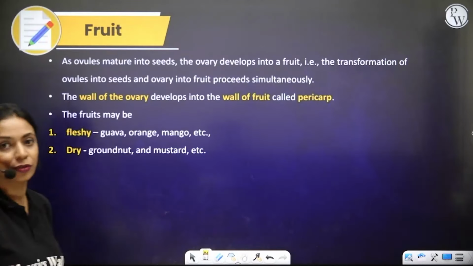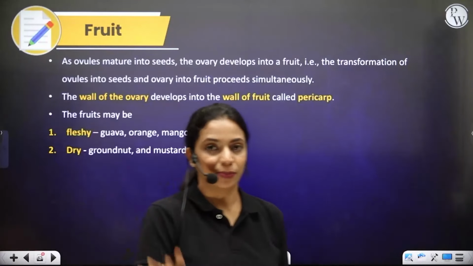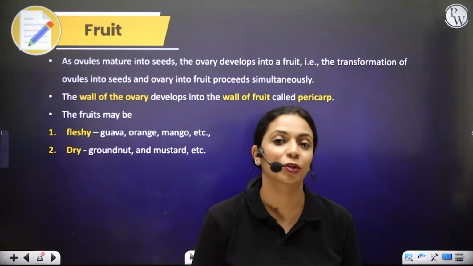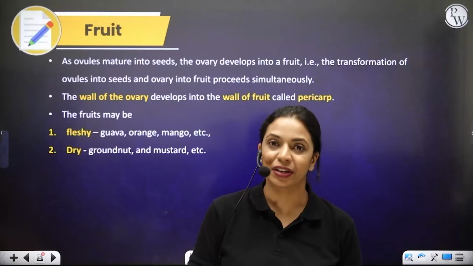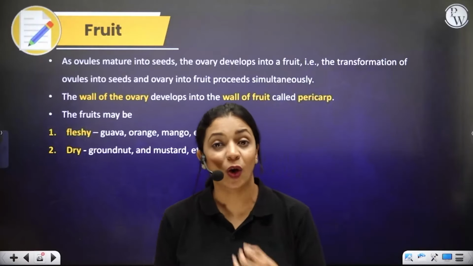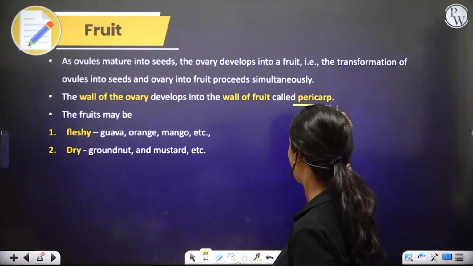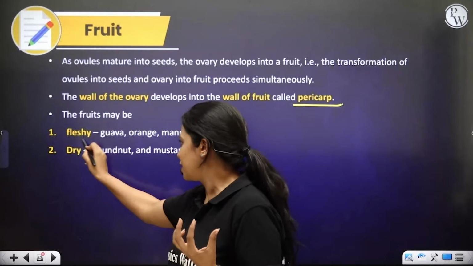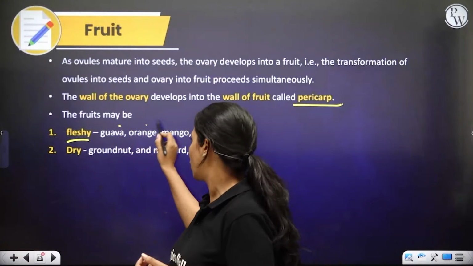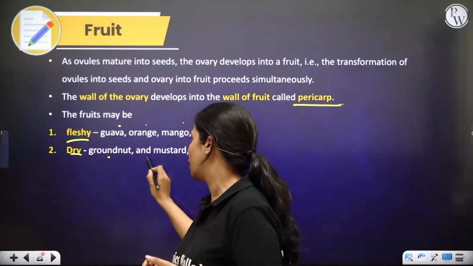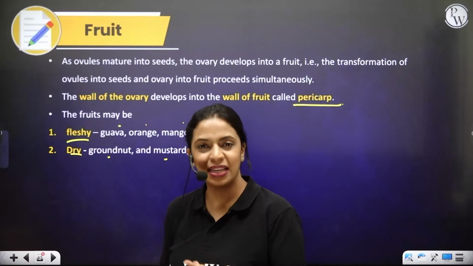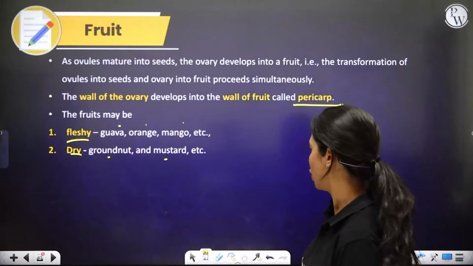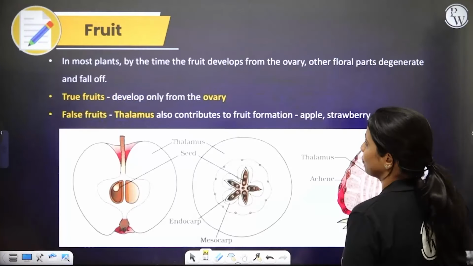Now let's talk about the fruit. Ovule became the seed. As the ovule is becoming the seed, the ovary will transform into the fruit. The wall of the ovary will become the wall of the fruit, and we call the wall of the fruit as the pericarp. Some fruits are fleshy, some fruits are dry. Examples for fleshy fruits include guava, orange, mango. Dry fruits are groundnut, mustard. These are fruits in which the pericarp is not fleshy, so we call them dry fruits.